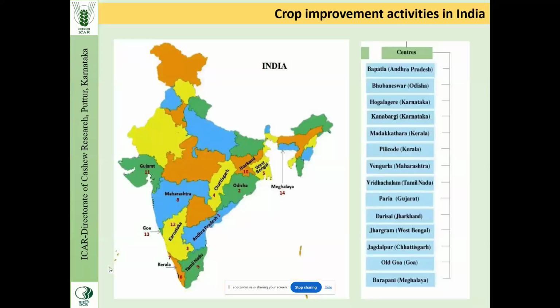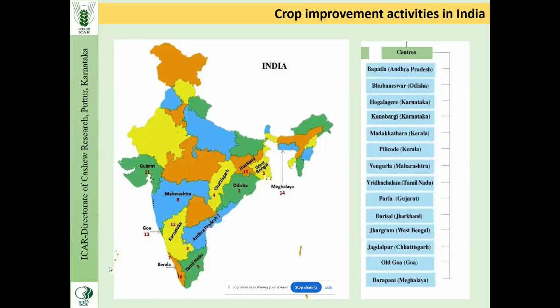Next, to address all these problems, there are some research organizations mainly working on this. First comes the ICAR Directorate of Cashew Research, which develops technologies to increase yield and for sustainability. And there are 14 different All India Coordinated Research Project centers working mainly on cashew, depending on the state. Here I have listed them.